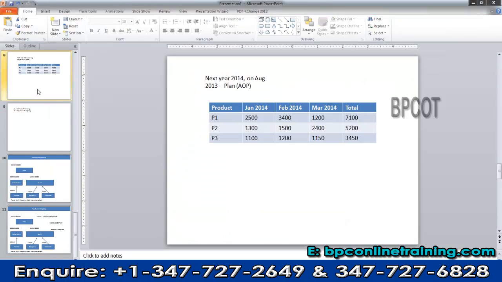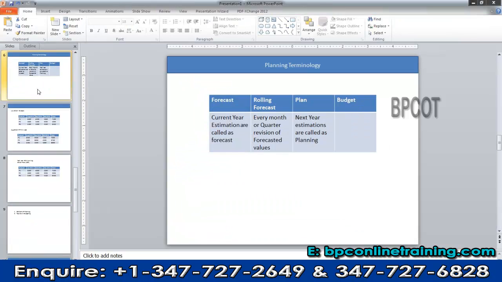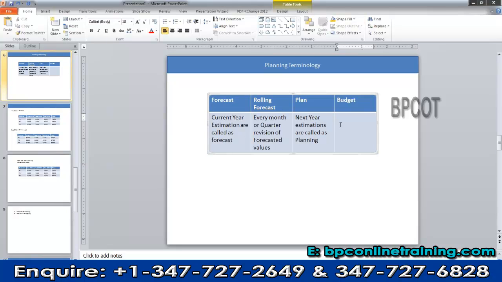Based on your bottoms-up planning, your budget estimations happen. Budget allocation basically, so funds allocation to the lower levels. Whatever released funds, that is budget. Now we understand the planning terminology. What is forecast, what is rolling forecast, what is plan, what is budget.